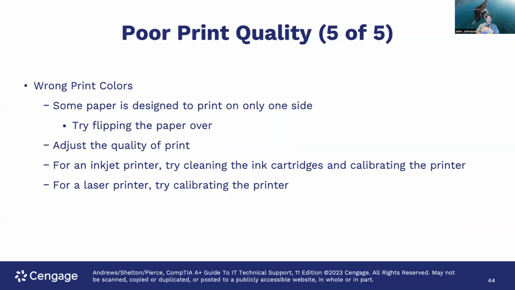So you can have wrong print colors. In the case of wrong print colors, some papers are designed to print only on one side. Make sure that you've got it printing on the right side. Sometimes it's hard to tell which it is, so try flipping that paper over and giving it another try. You can adjust the quality of the print. Often it has different levels of resolution. And then for an inkjet printer, you can try cleaning the ink cartridges and calibrating the printer. For the laser, you can do the calibrating as well. We mentioned earlier that it does periodic calibrations, but you can manually force it as well.